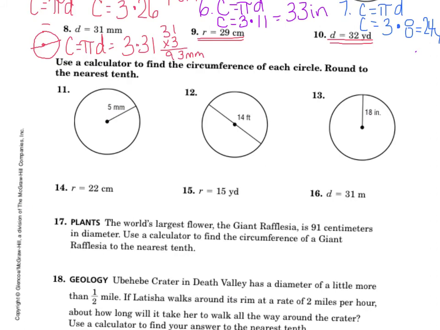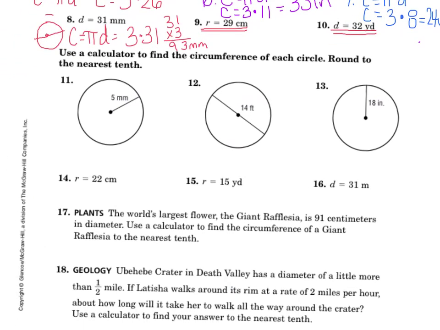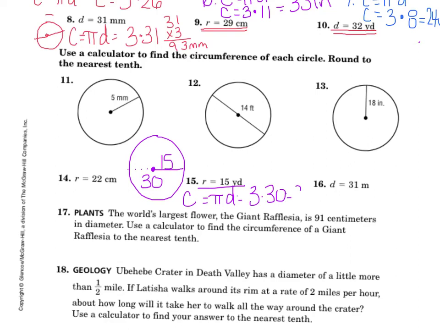Okay, I've got to delete some stuff here. Okay, number 15. Again, they don't have a picture, so we will draw one. And the radius is 15. That's what R stands for, is radius. Is that all the way across or halfway? Radius is only halfway, so what is all the way across? 15 times 2, or 15 plus 15 is 30. So our circumference equals pi times diameter. That's going to be 3 times 30, which is 90 yards.